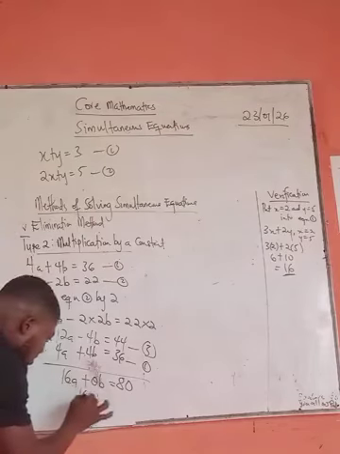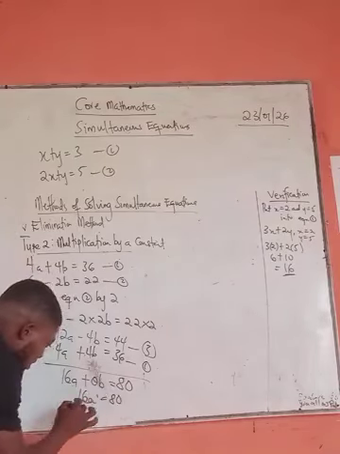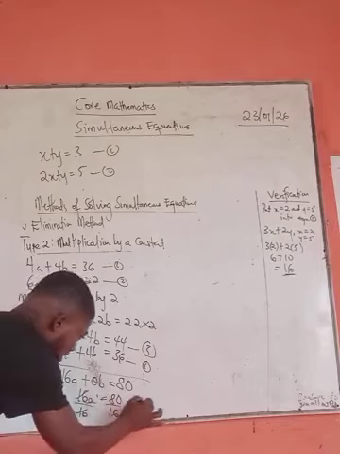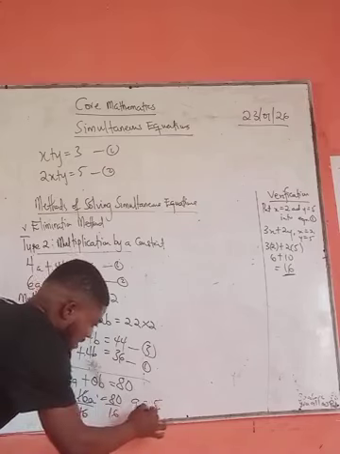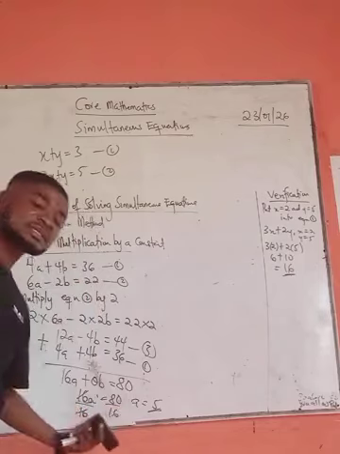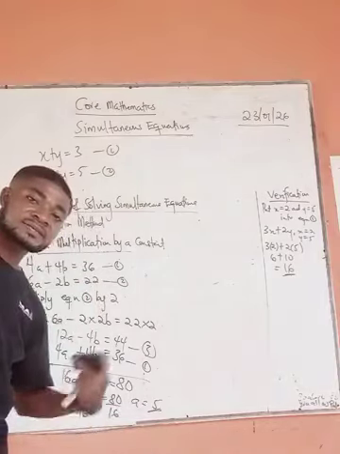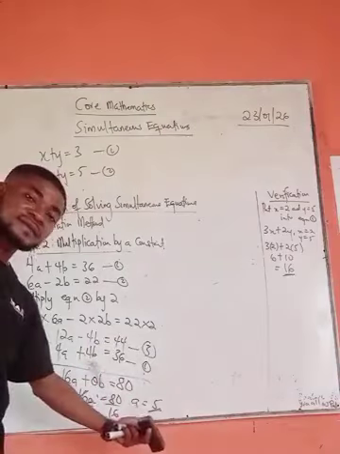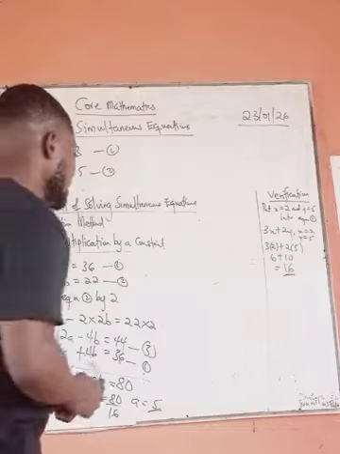Now 16a is equal to 80. Divide through by 16. a is now equal to 5, since we know that 16 times 5 is 80. So we are going to have 5 as the answer for a.